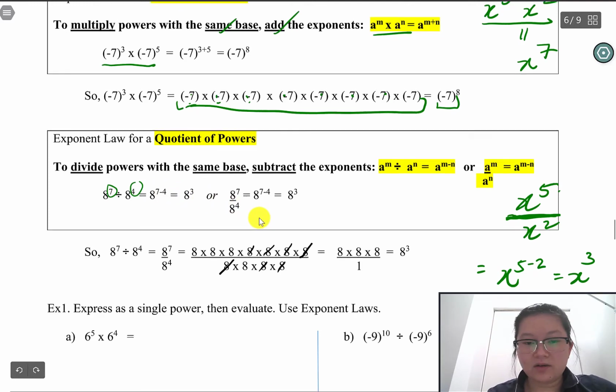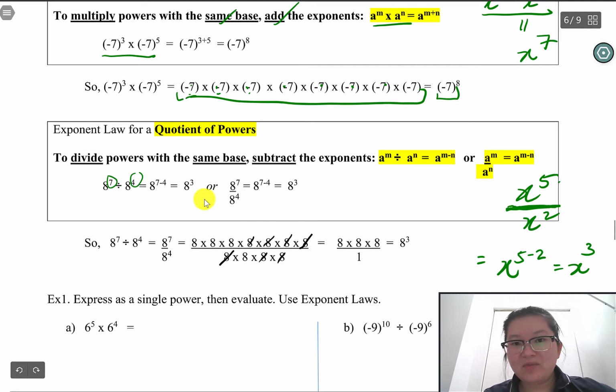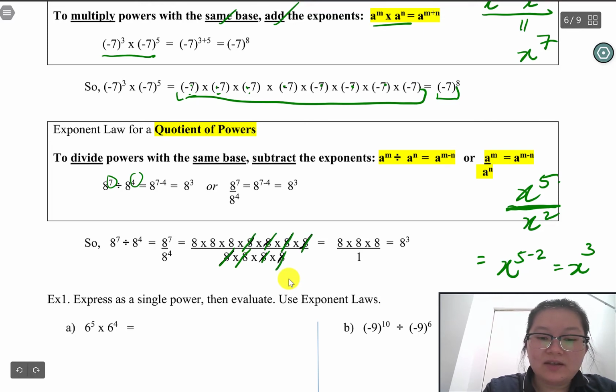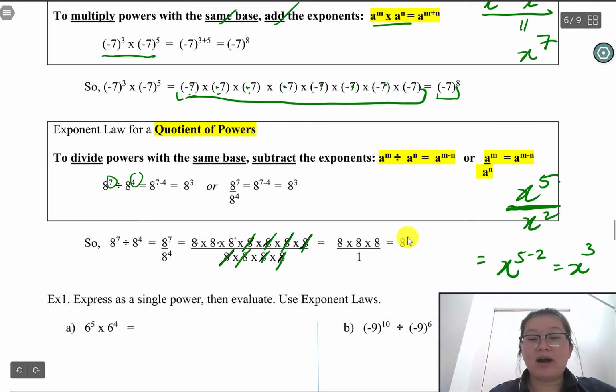And why does this work? Same idea, okay? We take the basic understanding of what a power is. So 8 to the power 7 means 8 times itself 7 times. So I should find 7 eights on the top of my division, and then on the bottom I should find 4 because I have 8 to the power 4. And since I have 8 to the power of 4, then 4 of the 8s on the bottom are going to cancel exactly with 4 8s on the top of my division sentence, leaving me with whatever 8s are remaining, 1, 2, 3. Therefore, I have 8 to the power of 3. Okay, so that is the quotient of powers.